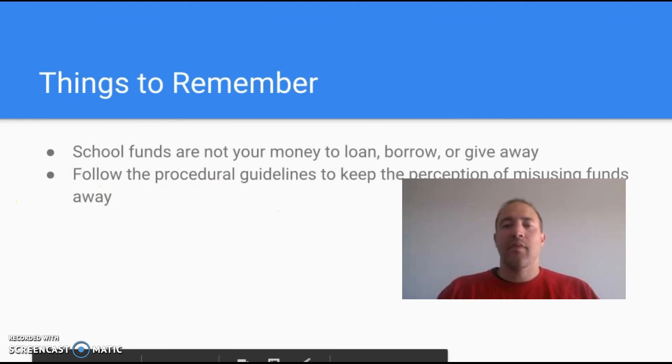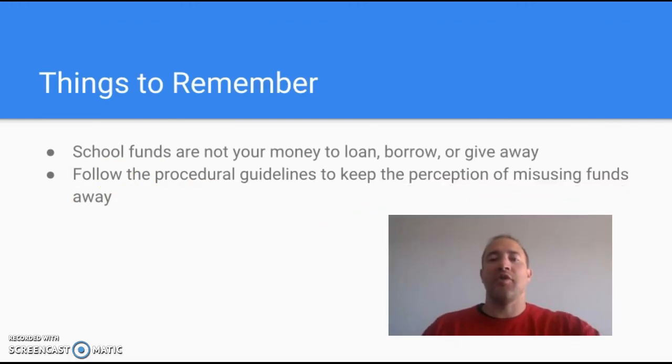Things to remember. School funds are not your money to loan, borrow, or give away. That's an important thing to not forget. As much as you want to be able to recognize or take care of students and staff, you need to be mindful and follow these guidelines in how you use school funds. Make sure you follow the proper procedures to keep perception of misusing funds away. You don't want the public to think you're using tax money in bad judgment ways.